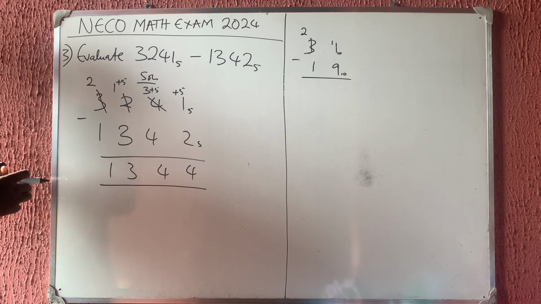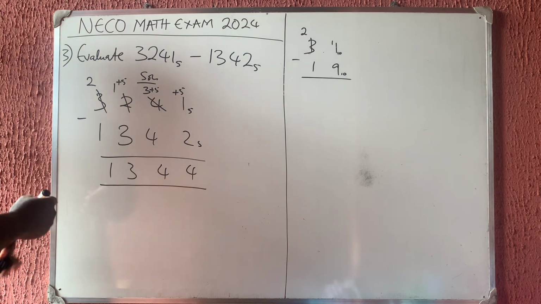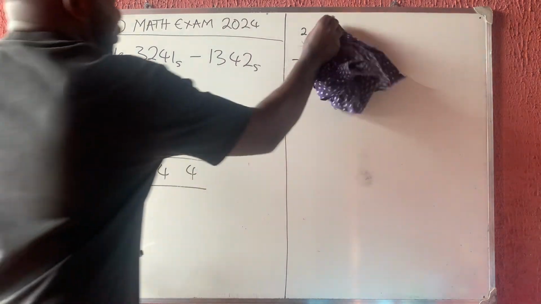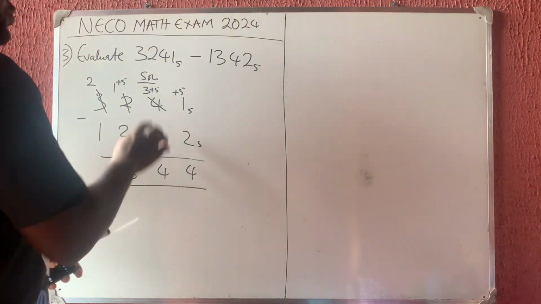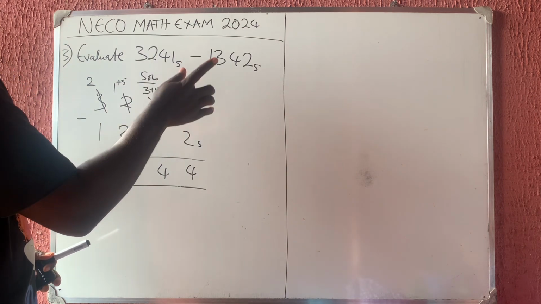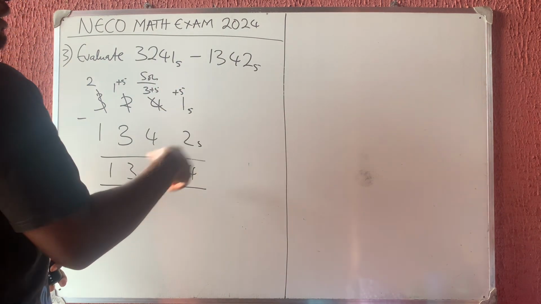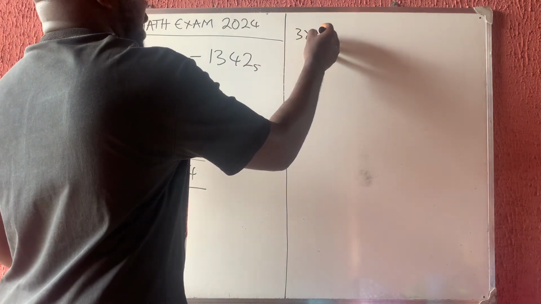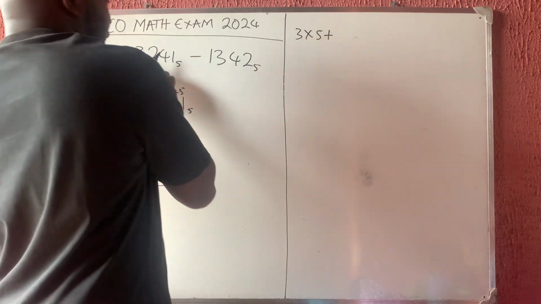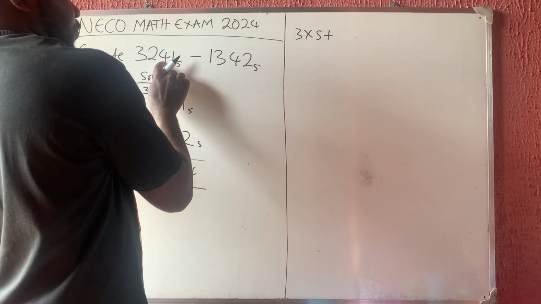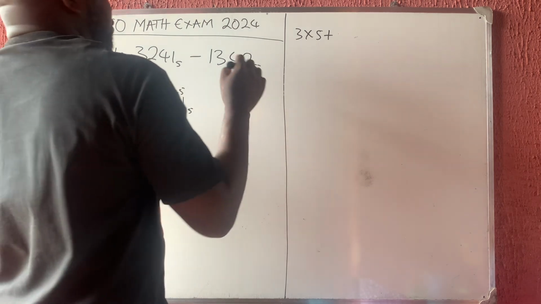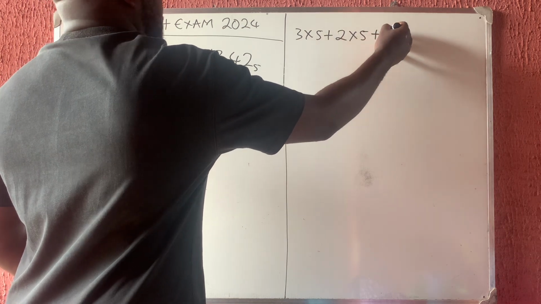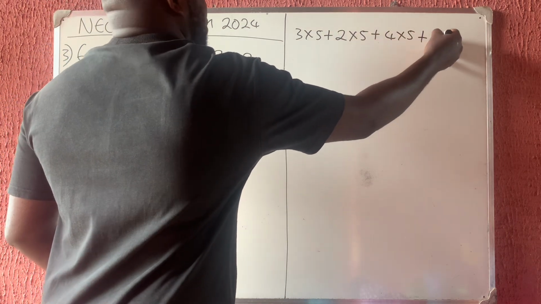Now, another method we can use is by conversion, but it takes time. But let me show you what I mean by conversion. By conversion, we have to convert everybody here to base 10, then convert this one to base 10, before we subtract. So if you want to convert to base 10, we are going to say 3 times 5 plus 2 times 5 plus 4 times 5 plus 1 times 5.